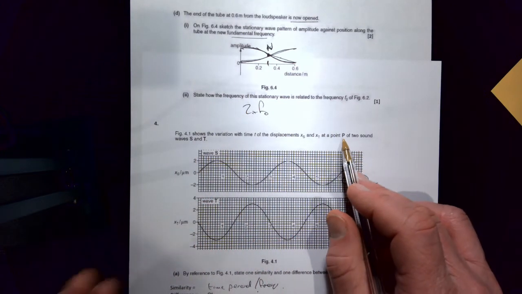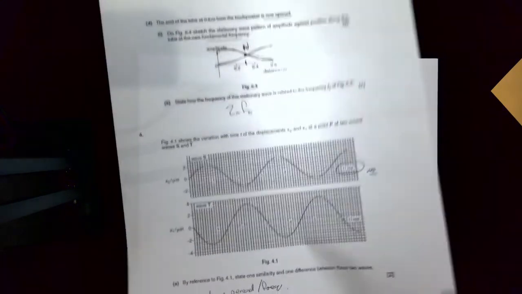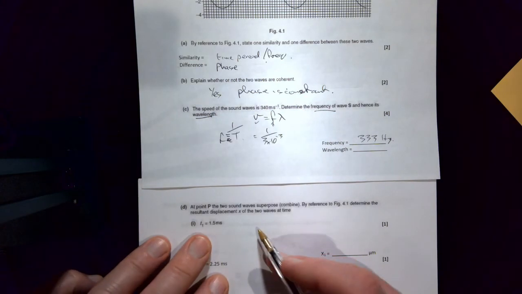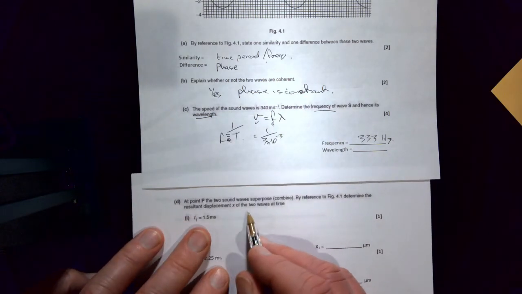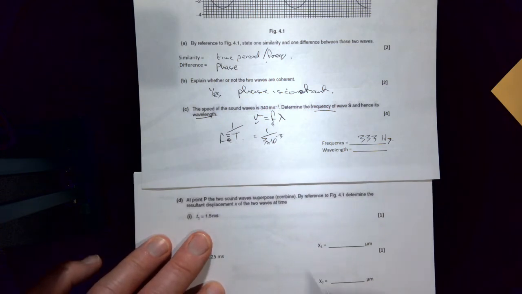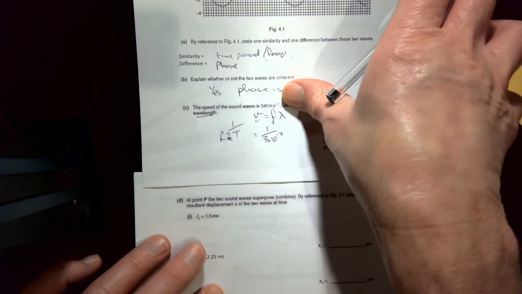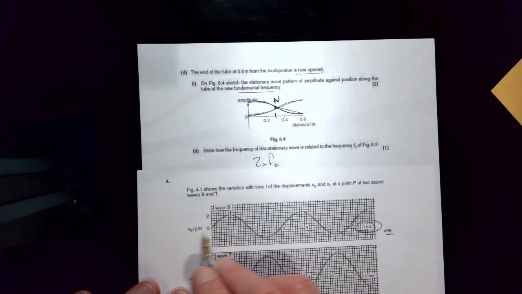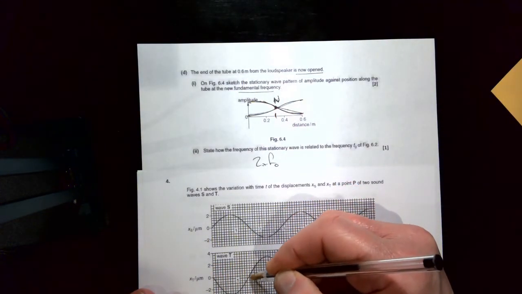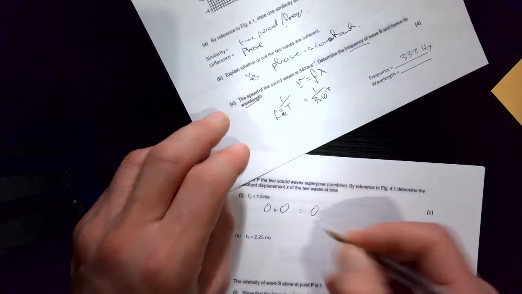At a point P, a random point, these are two waves meeting at that point. All they're after is to determine the displacement of the two waves. If you're looking at point P, they superpose. So what we're looking for is at 1.5 milliseconds. You read it off, and both are at 0. So 0 plus 0, it's worth putting that to make it clear, equals 0. Fine, no problem. The vast majority of people got that.